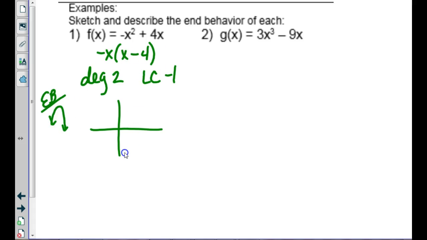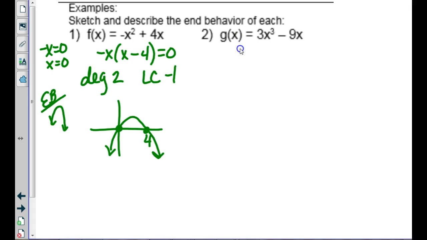Where does it actually cross at? 4, and what's this? If I set this equal to 0, guys, what are my zeros going to be at? 0, not 1. Negative x equals 0 would just be x equals 0, right? There's a zero at 0 and a zero at 4. And it's opening down. And it's not doing any bounces because there's no multiplicity.